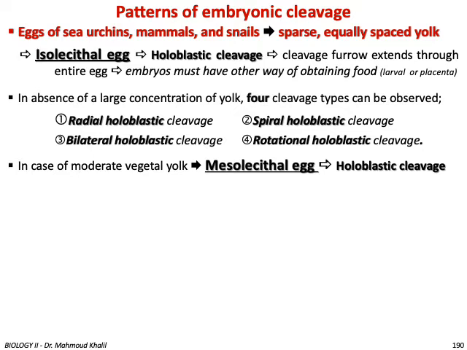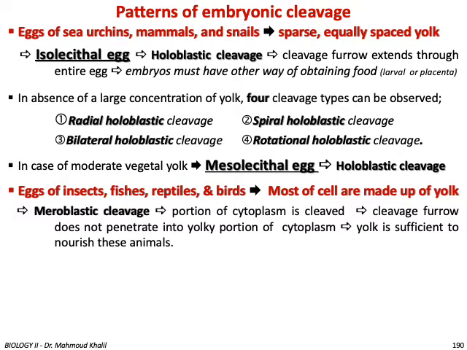In the case of a moderate amount of vegetal yolk, the type of egg is called mesolecithal, and it as well undergoes holoblastic cleavage. That means complete cleavage, a division that passes through the whole egg.